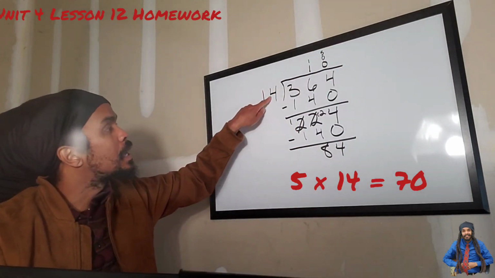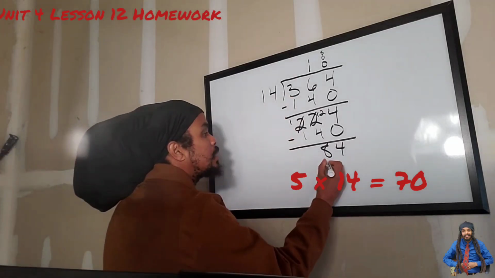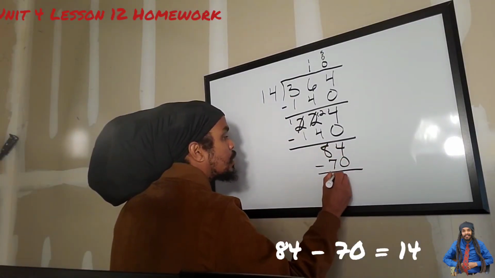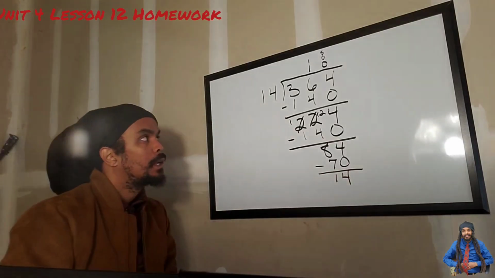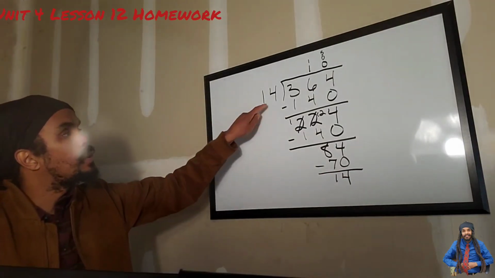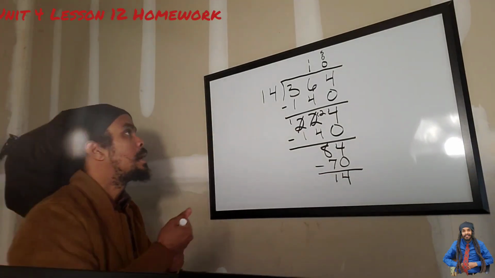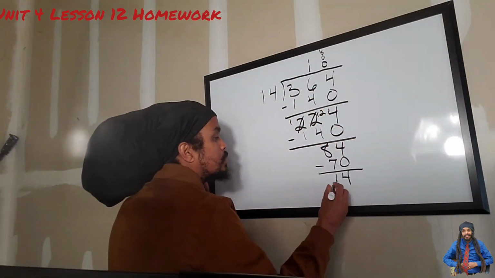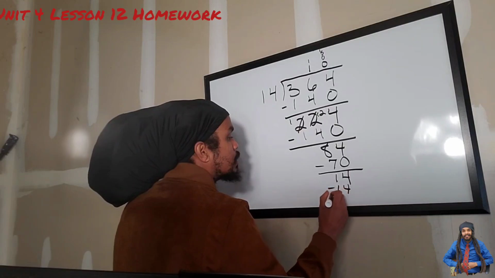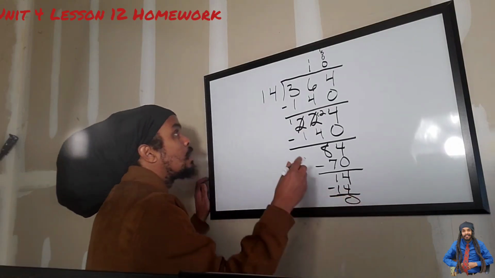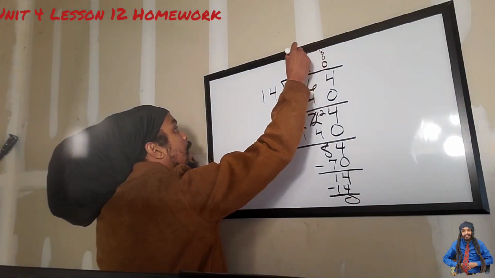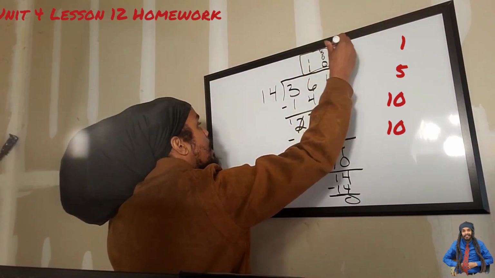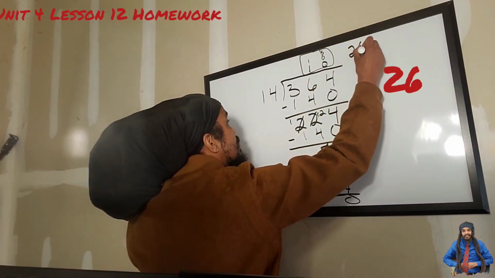5 times 14 equals 70. So what we got left? 14. So we know that we could take 1 more out, because 14 times 1 equals 14, which leaves 0. So now our answer would be adding up all of these. So 10 plus 10 is 20 plus 5. So our answer is 26.